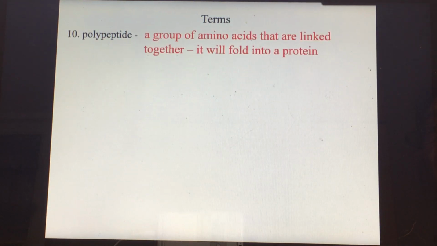A polypeptide is a group of amino acids that are linked together, and they eventually fold into a protein. Remember, the prefix poly means many.